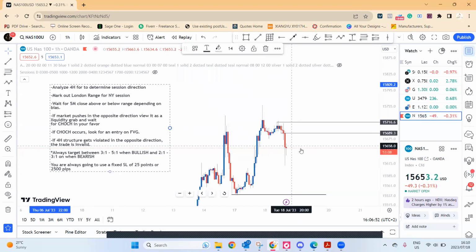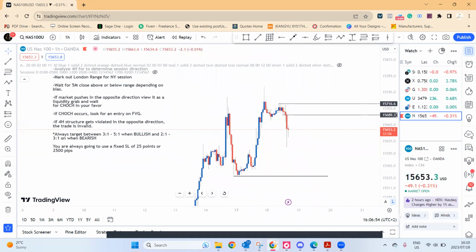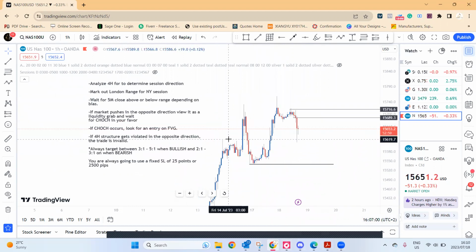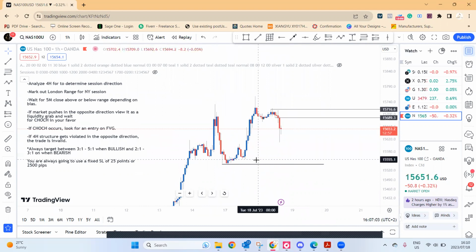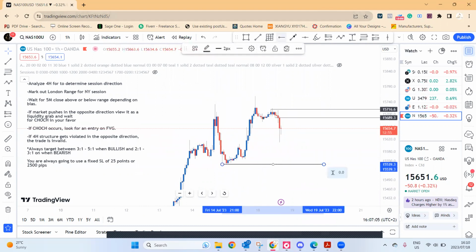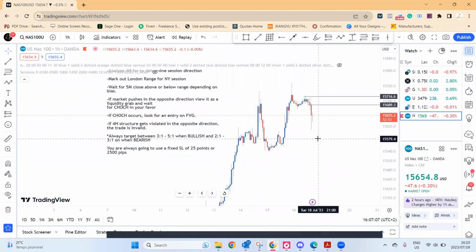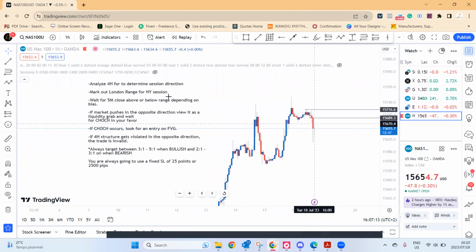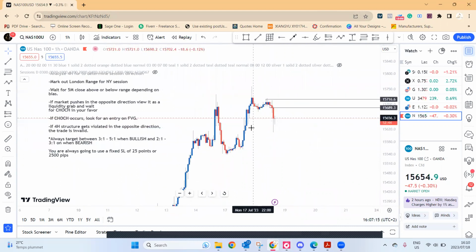Let's go to the live market and see what I'm looking for now, because I did drop the analysis on Discord. I'm looking for buys, but I'm waiting for that change of character. At this stage, I'm going to go top down, and I'm also going to show you an example of yesterday's trades. The first step would be to analyze the 4 hour. We determine we are bullish, trending to the upside.